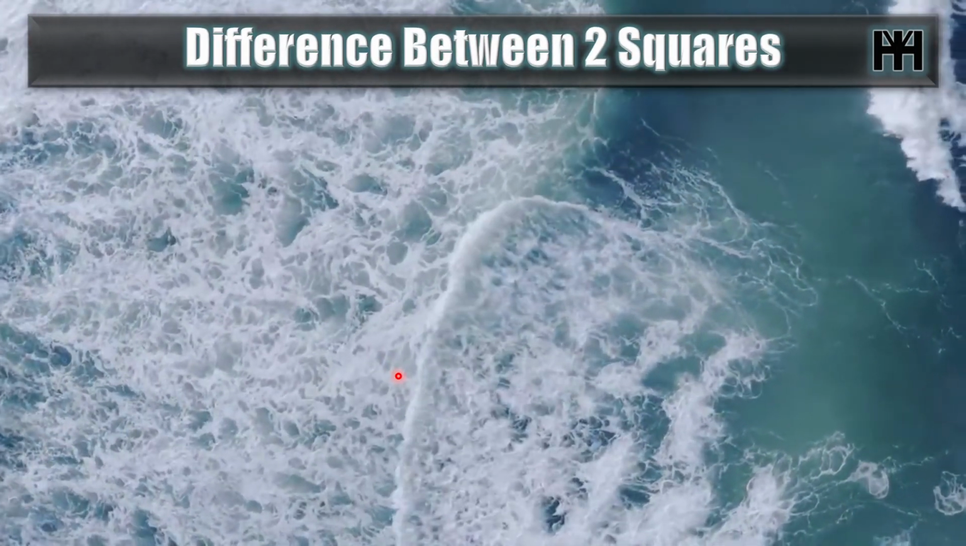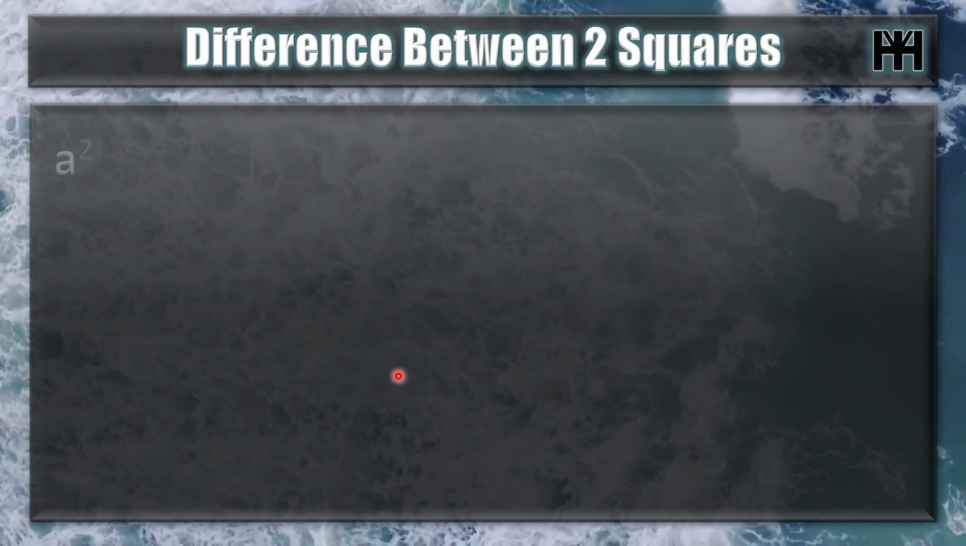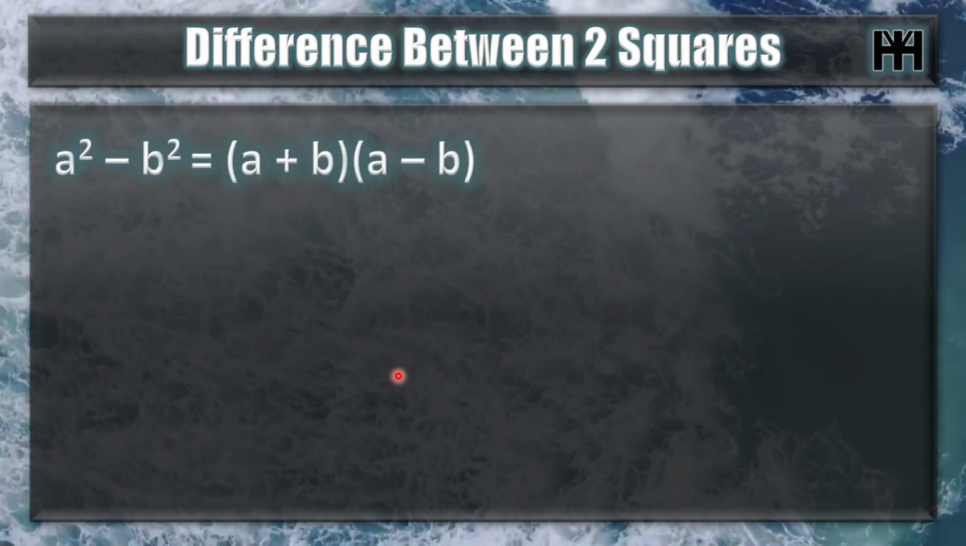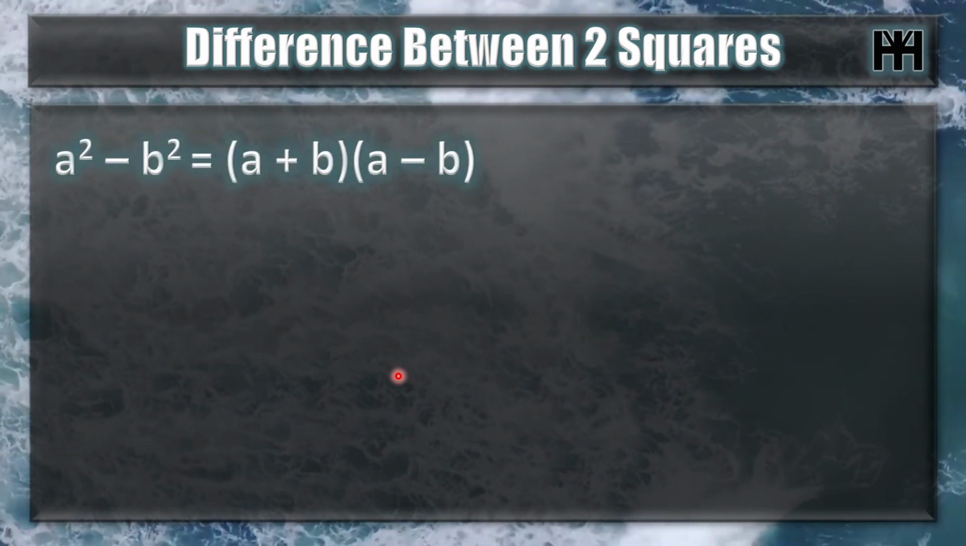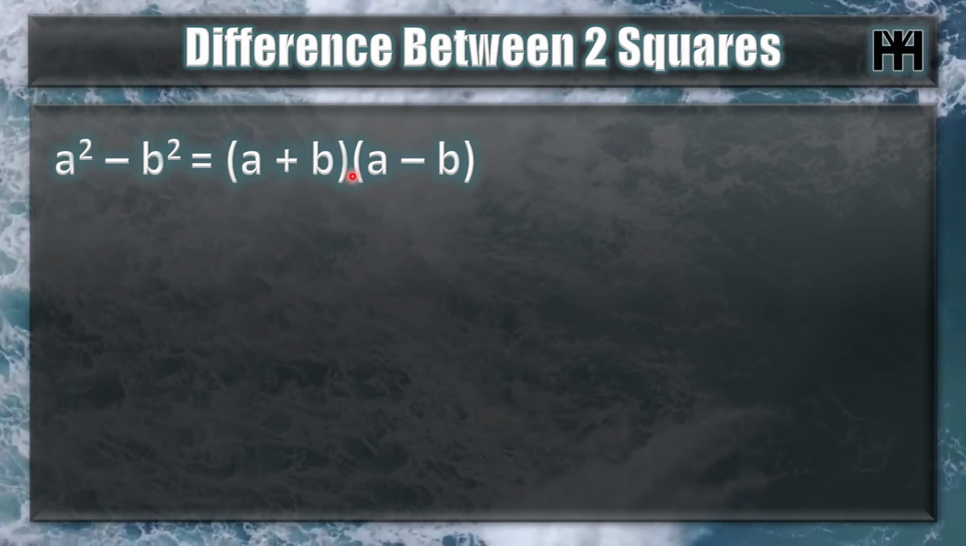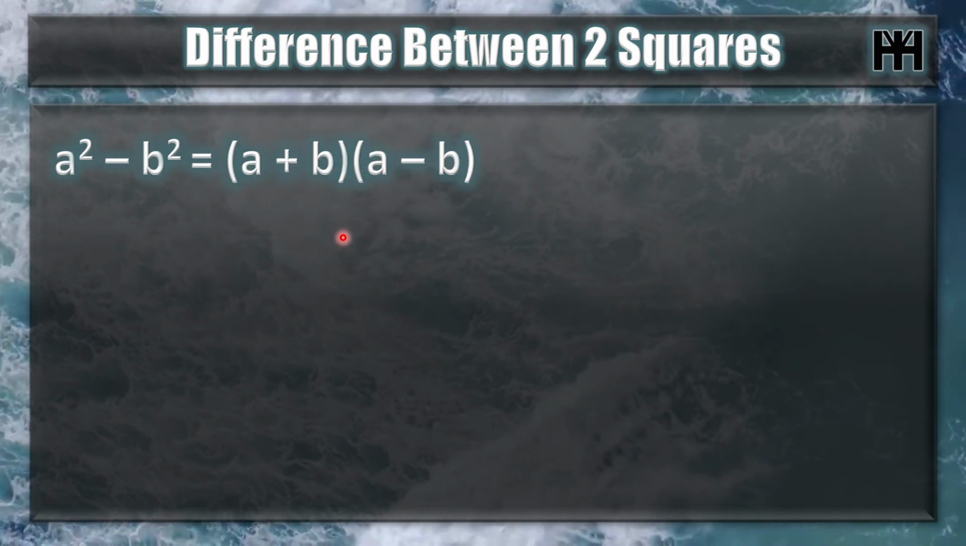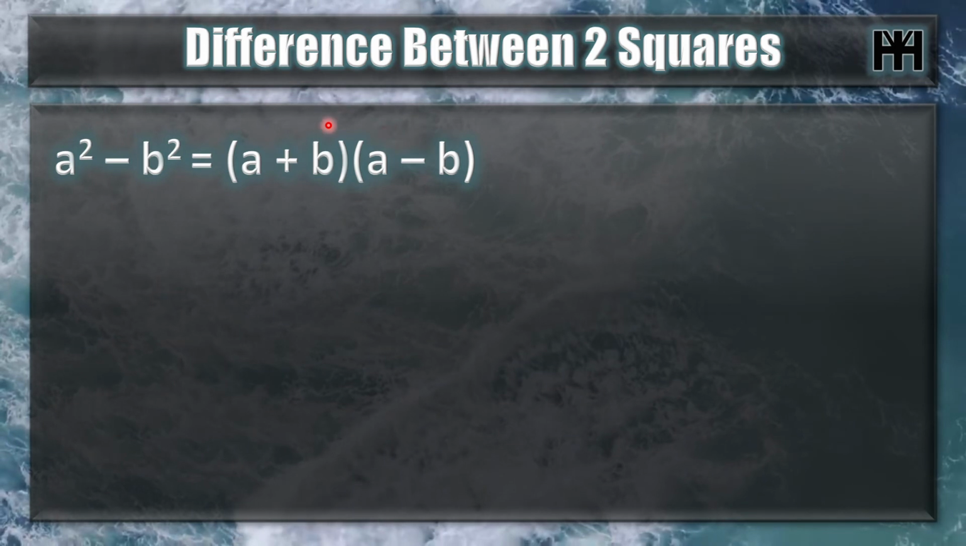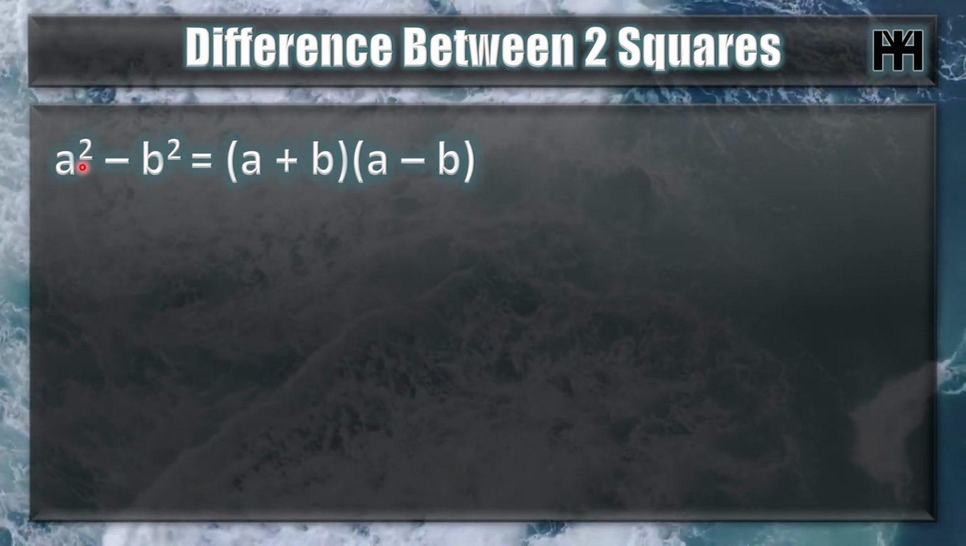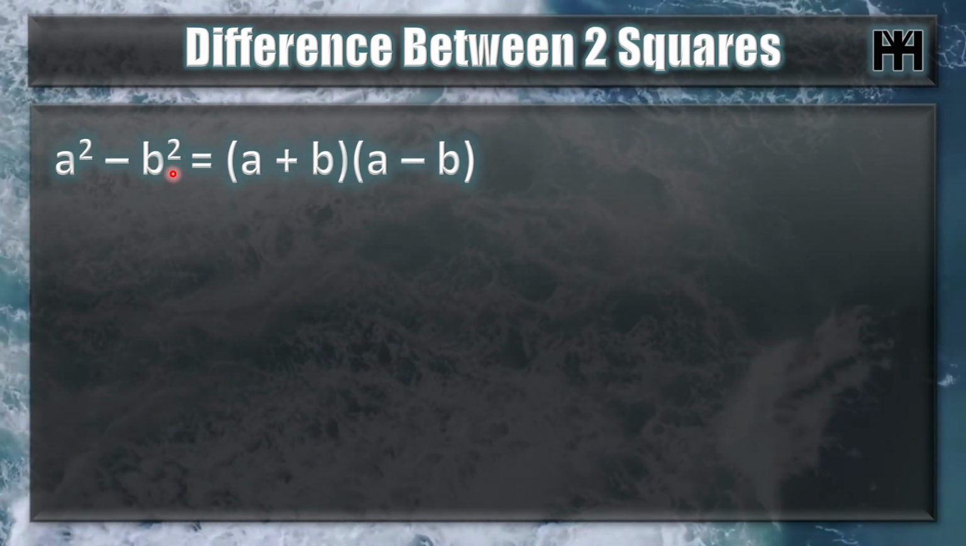Difference between two squares. Say we have a squared minus b squared. It will be equal to a plus b multiplied by a minus b. You can check it by using FOIL: a multiplied by a and b, they will add up to give you a squared minus b squared.